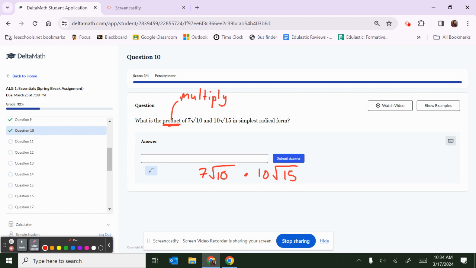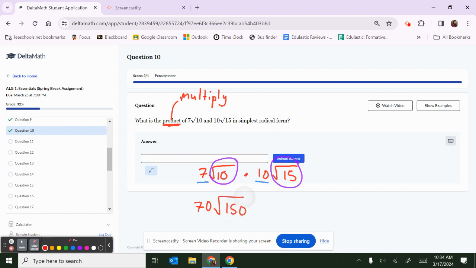The first thing we need to do is multiply the like terms. The 7 and the 10 are like terms because they are numbers that are not underneath a square root. So we can multiply the 7 and the 10, and you get 70. Then the numbers underneath the square root are like terms which we can multiply. So I can multiply the square root of 10 and the square root of 15, and we will get the square root of 150.